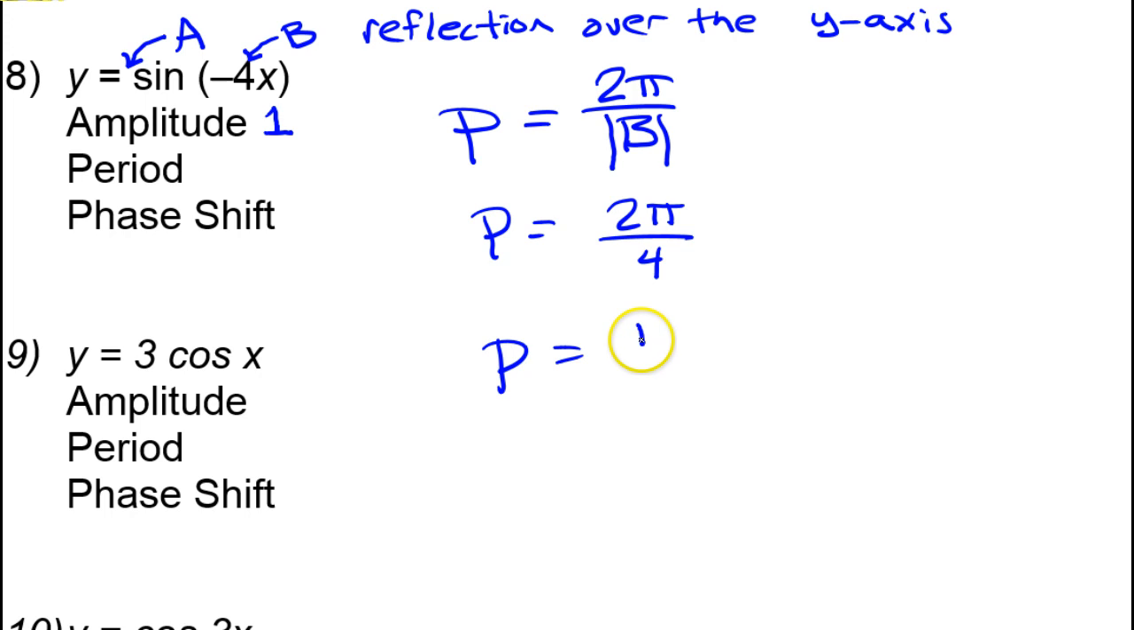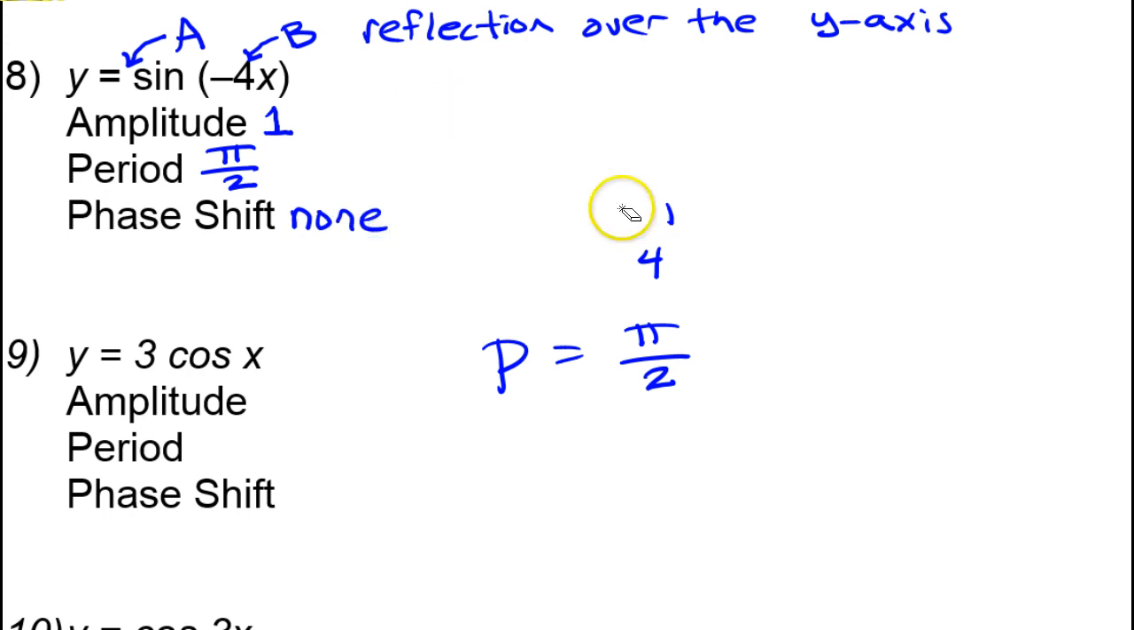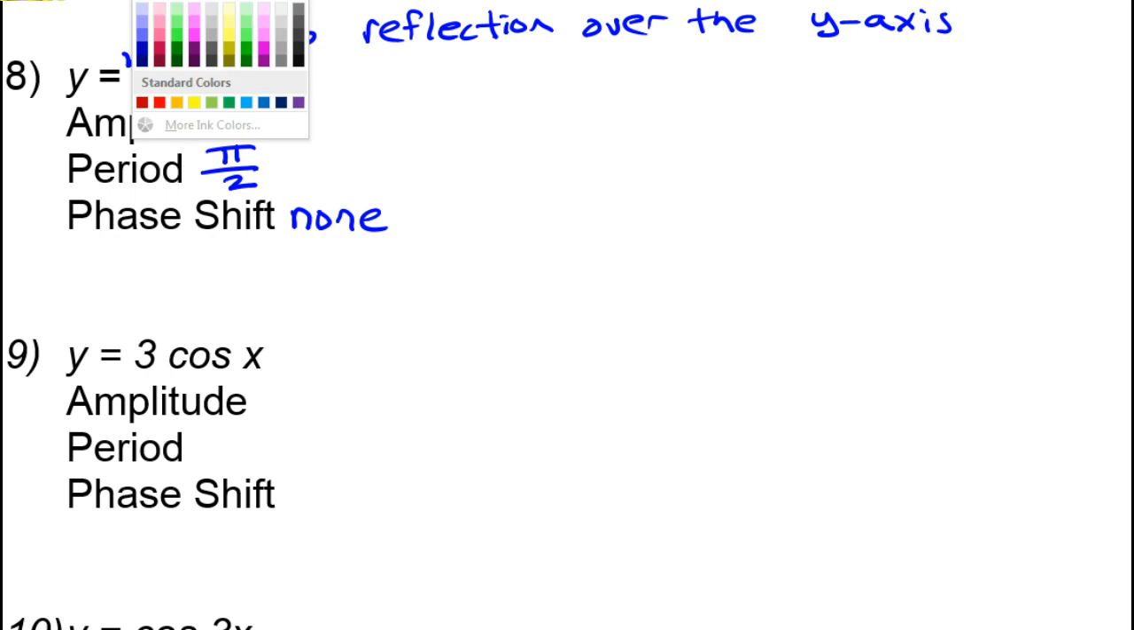And this is going to reduce down to pi over 2. So the period is pi over 2. There's no phase shift because nothing is being added or subtracted. So for phase shift, we will say none. This should be enough information for us to draw the sketch.